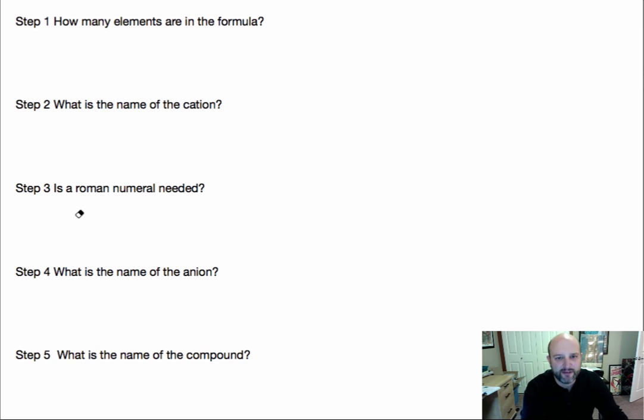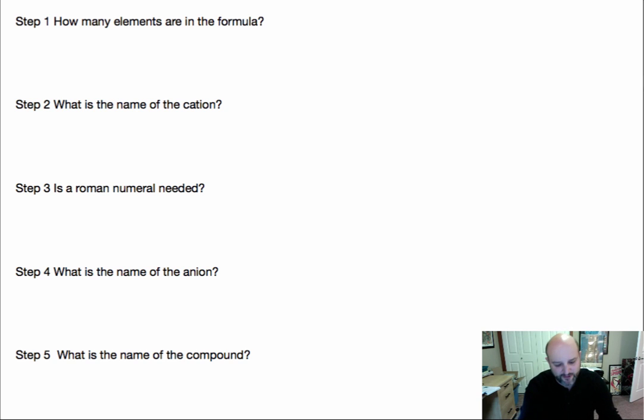And then you ask what is the name of the anion. You can name the anion for the second element, or the one on the right, or the polyatomic ion, which you'll have a list of. And then you put the 2 names together, and that's the name of the compound. So I'm going to do a few examples here for you really quickly.